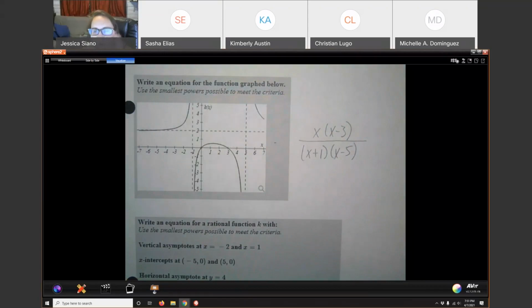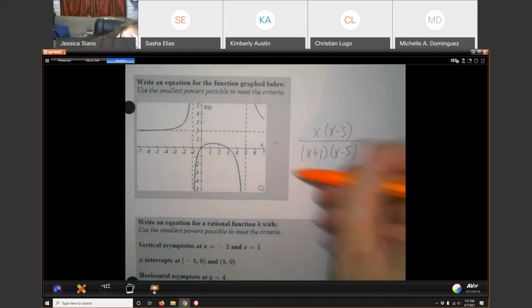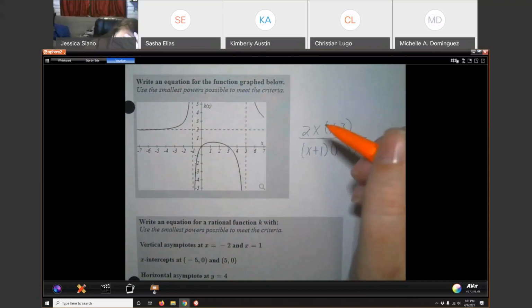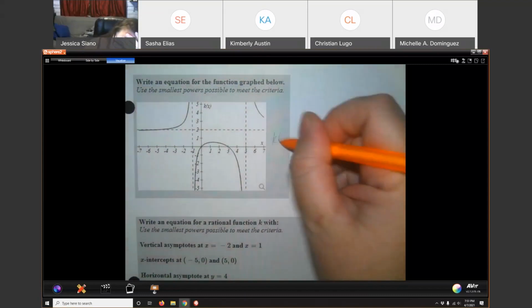I know that a horizontal asymptote of 2 means that, number 1, I have the same degree top and bottom, which I do. I have quadratics both top and bottom. And that my leading coefficients must have been 2 over 1. So I already have a 1 down here, so I really just have to add a 2 there. That should be it.